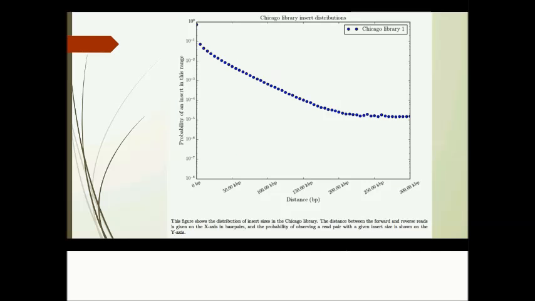And this is just an insert distribution plot showing the distance in base pairs between the insert sizes that we're getting in the Chicago libraries. Next slide.